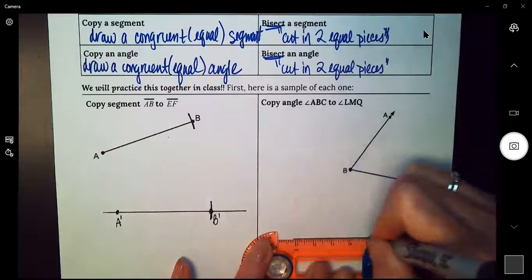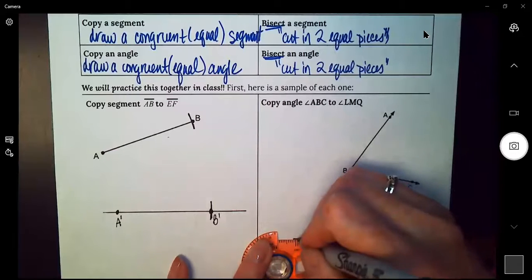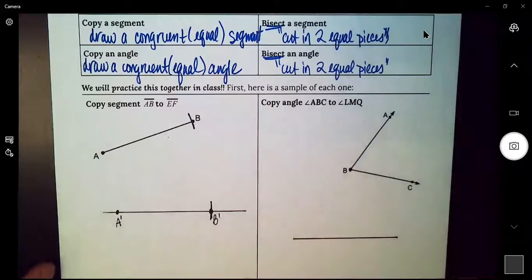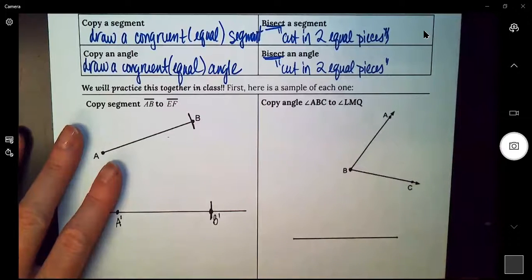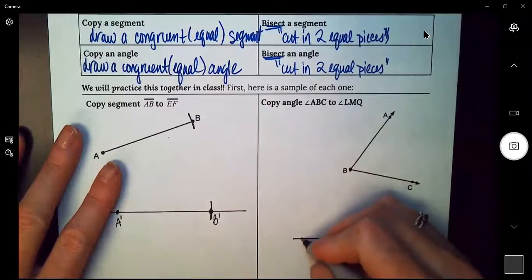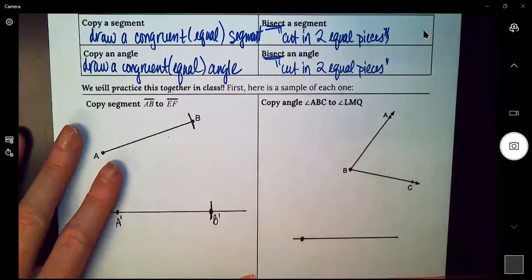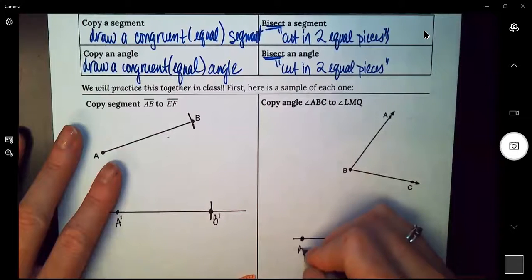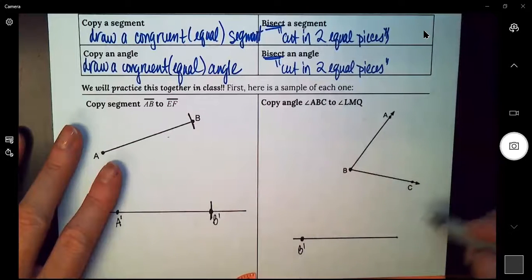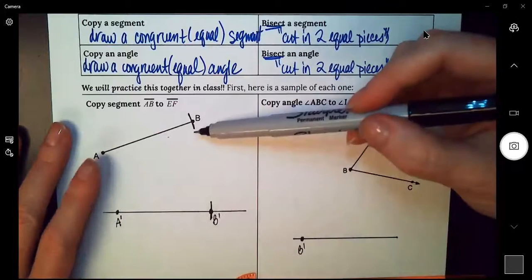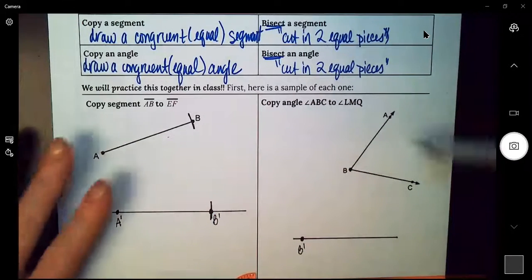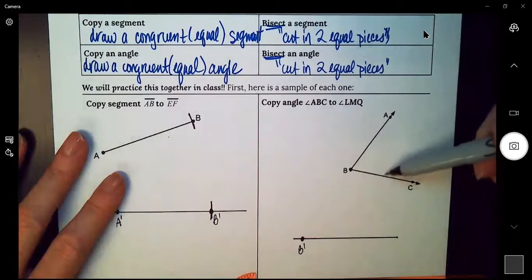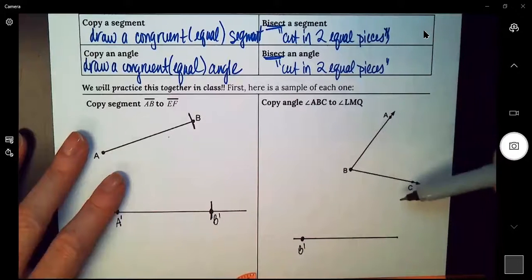So I am actually going to draw a ray, which, you might remember from previous classes, is something that starts at an endpoint and keeps going. So that means I need an endpoint. So let's put one there. This is going to be our new version of B, so let's call that B prime. I don't need to worry so much about where the C is, but I could use copy a segment to make it exactly the same. But when we're dealing with an angle, we're worried about how far these rays open from each other.